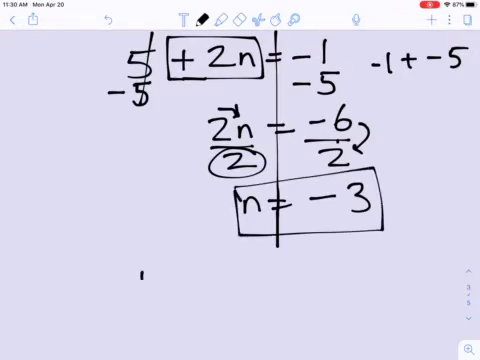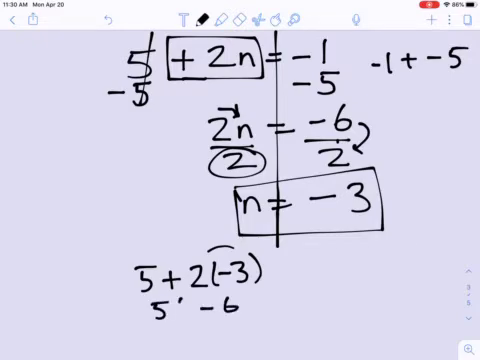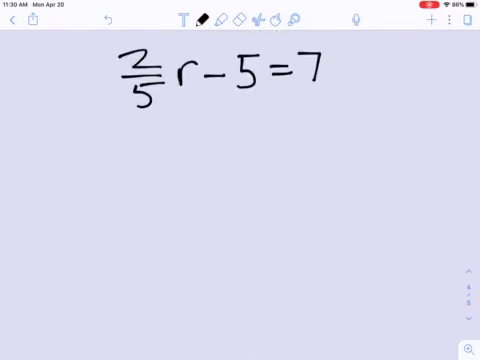Let's plug it into the original equation and see if I get negative 1. Well, 5 plus 2 times negative 3, order of operations tells me I've got to multiply first. So I have 5 plus negative 6, which indeed does give me negative 1. And so we are all good. All right, last example for this video.